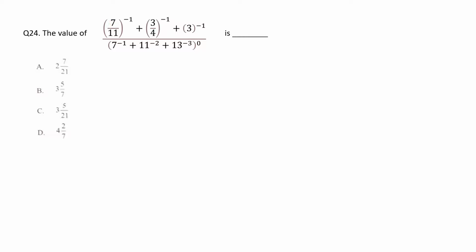And if you solve it, 7 by 11 whole minus 1 means you have to write the reciprocal. Whenever you see the exponent is negative, you have to write the reciprocal of that. So it will be 11 by 7 plus 4 by 3 plus 1 by 3. And what is the LCM of 7 and 3? As 3 and 7 both are prime numbers, LCM is going to be their product. So 33, then 28 plus 7. And if you add it, you will get 68 by 21.